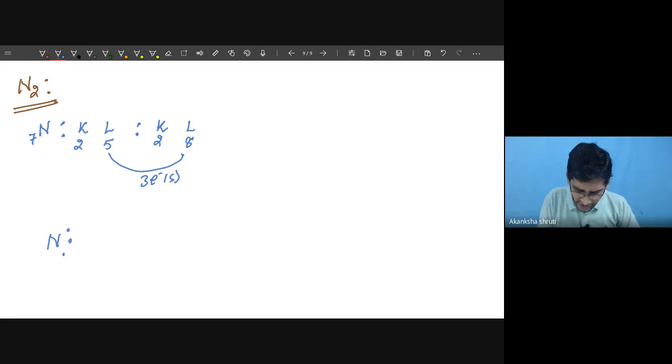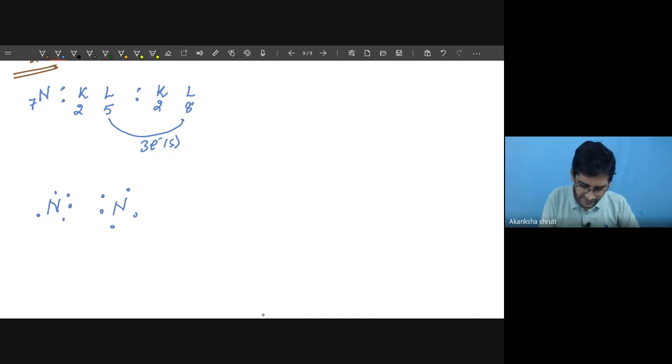So write down the electronic configuration of nitrogen: 1, 2, 3, 4, 5. Another nitrogen: 1, 2, 3, 4, and 5. I'm just writing the valence electrons. Now, both of these nitrogens want to have 8 electrons in their outermost orbit. They want to complete the 8, so they will agree to share.